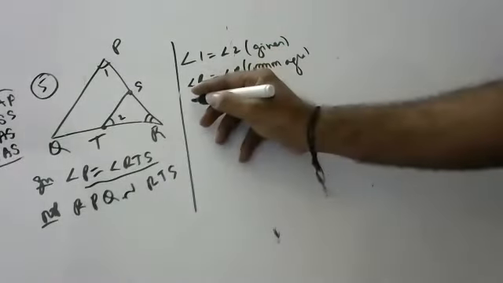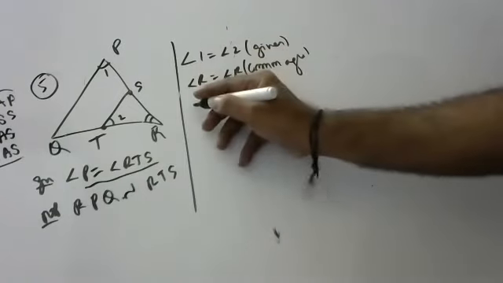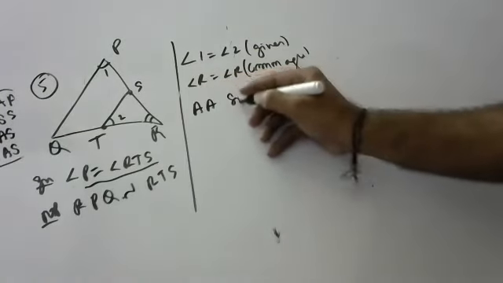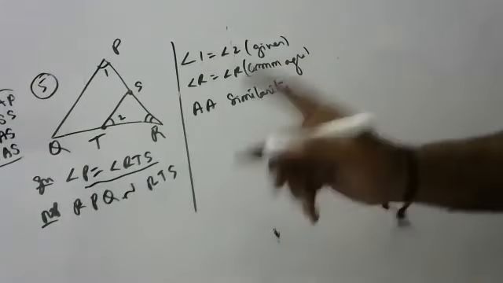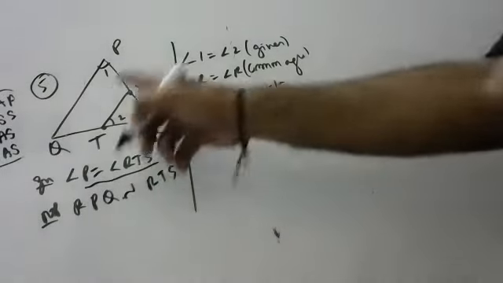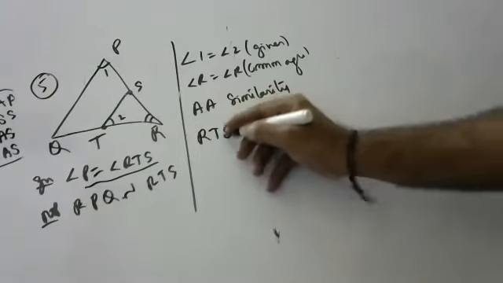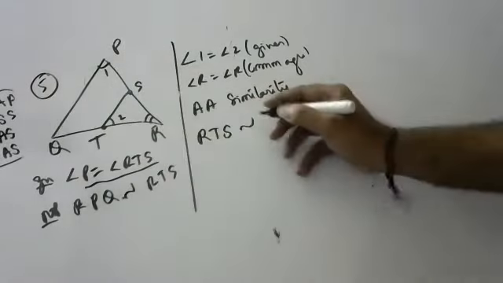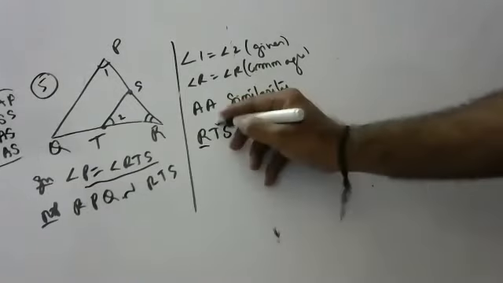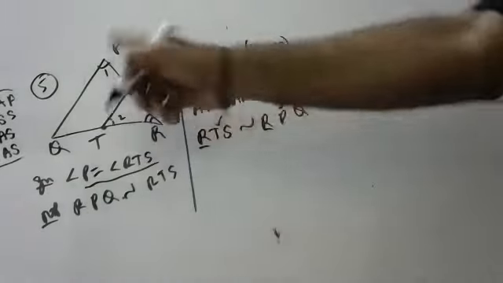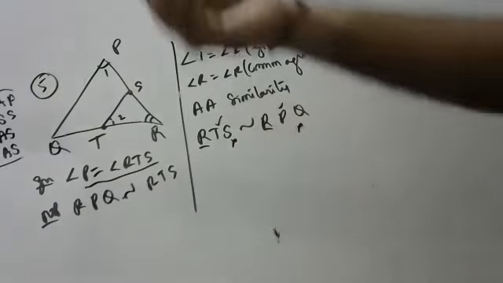So by what similarity, children? Two angles are same. By AA similarity, RTS is similar to RPQ, because R is common. T and P they give, so S and Q will automatically come.